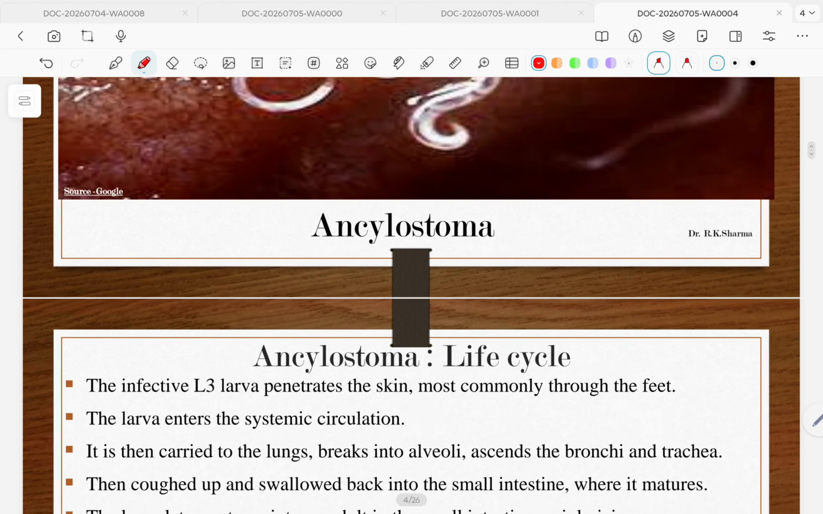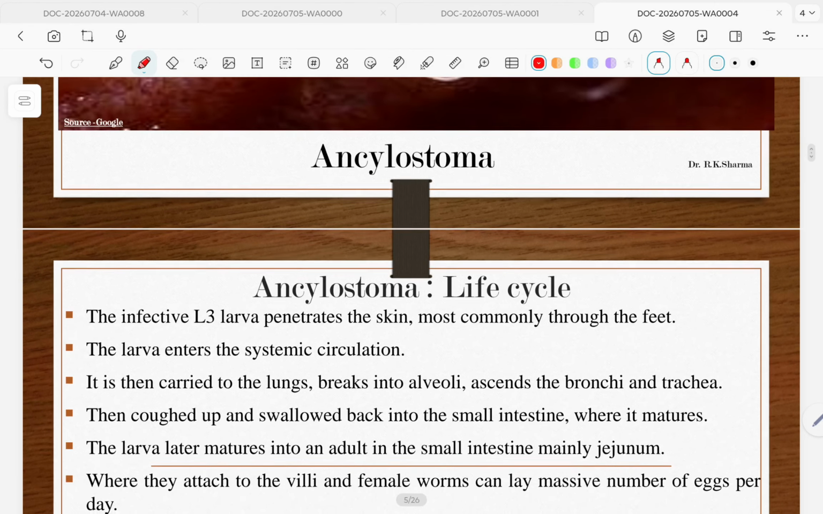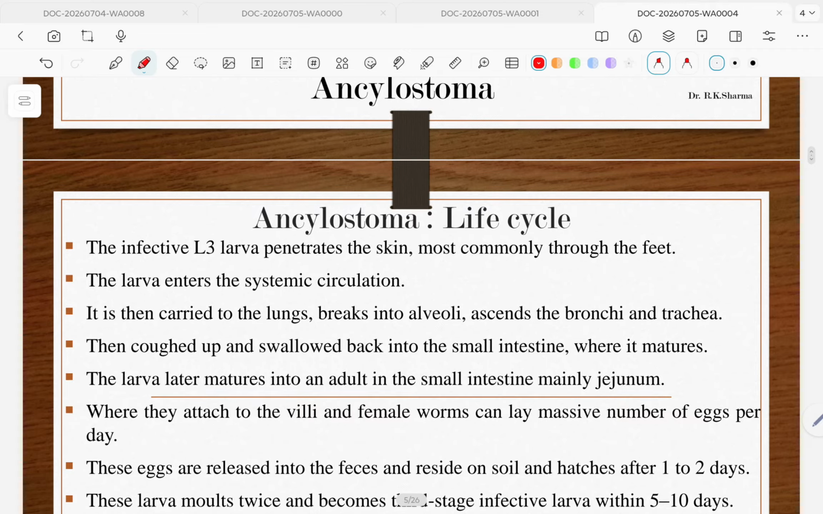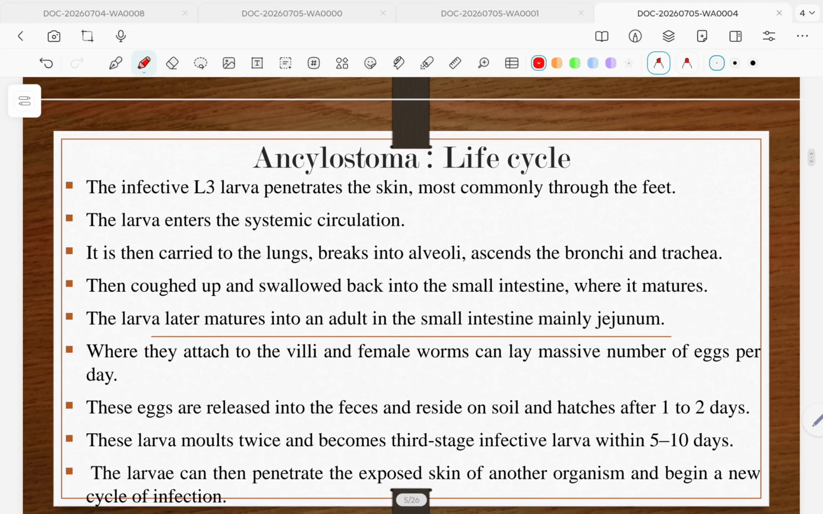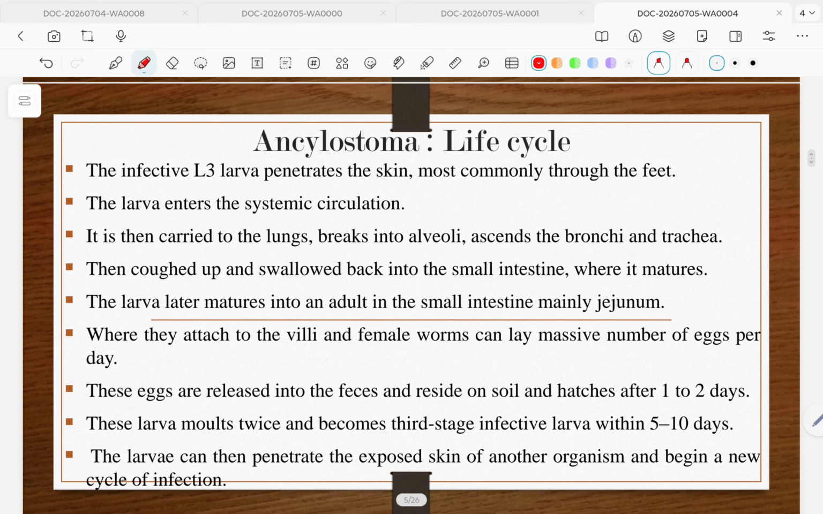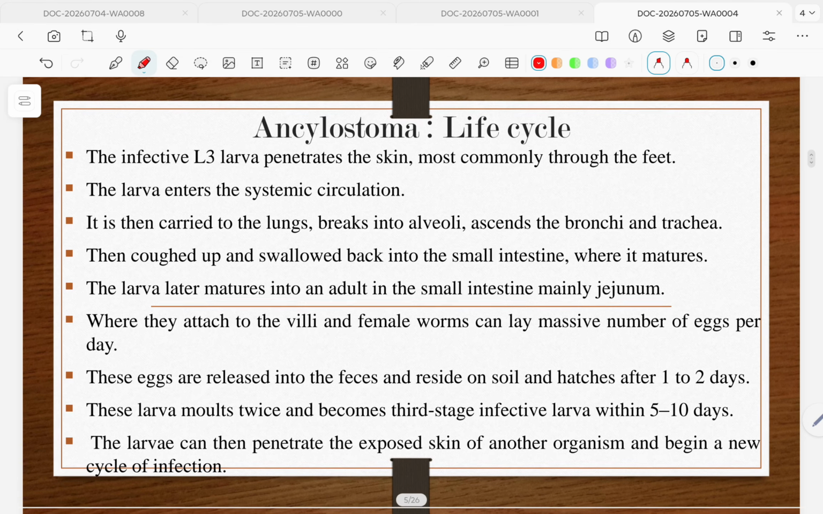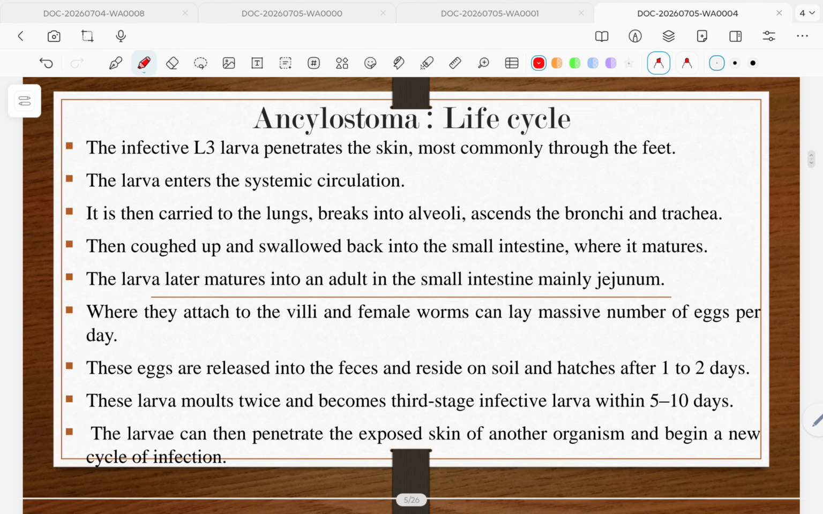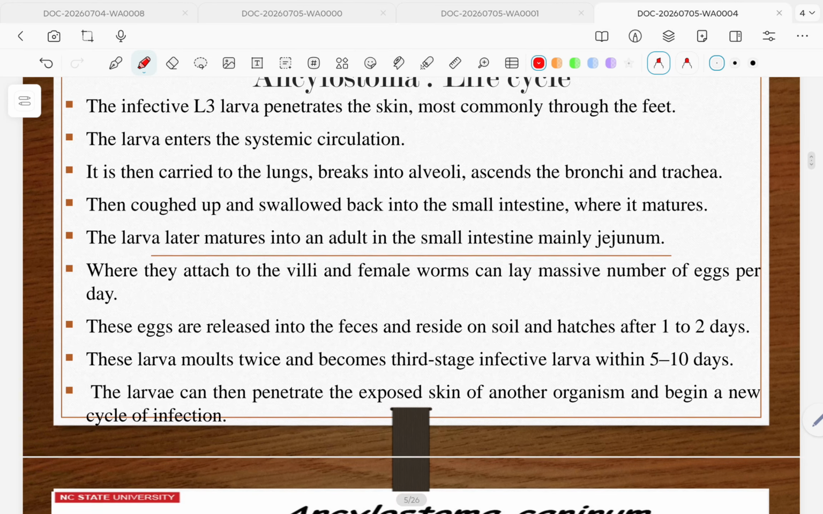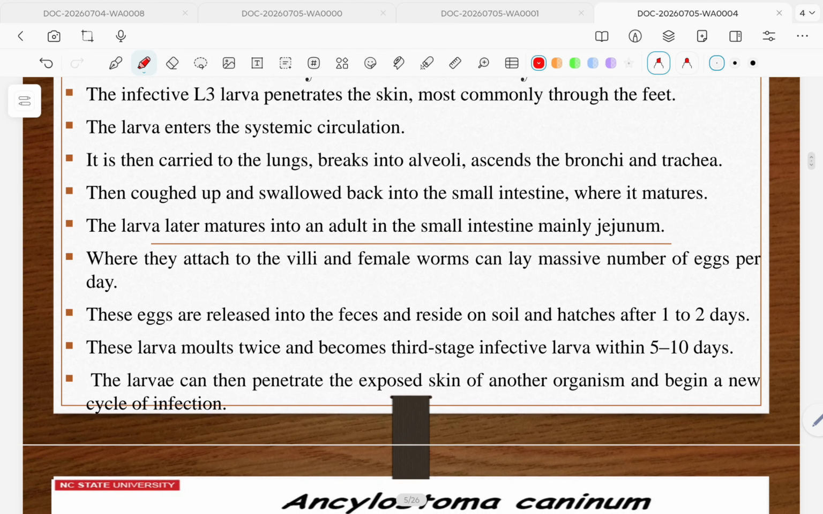Ancylostoma life cycle. The infective L3 larva penetrates the skin, most commonly through the feet. The larva enters the systemic circulation. It is then carried to the lungs, breaks into the alveoli, and ascends the bronchi and trachea. It is coughed up and swallowed back into the small intestine, where it matures.